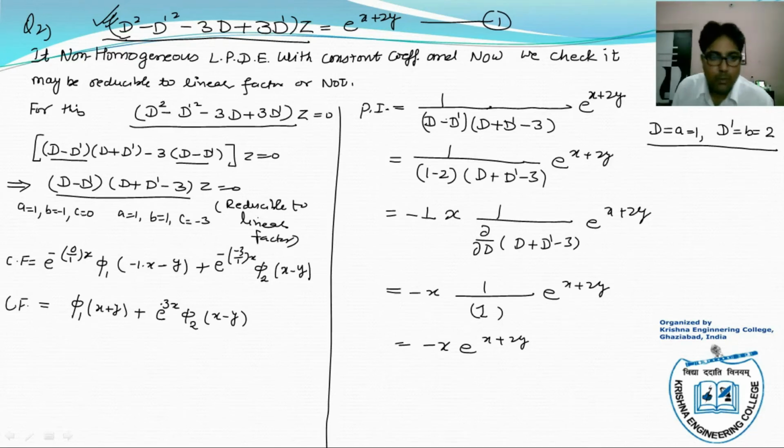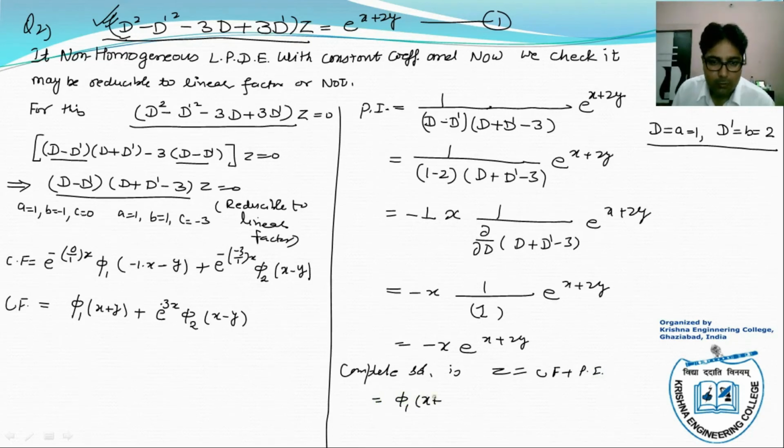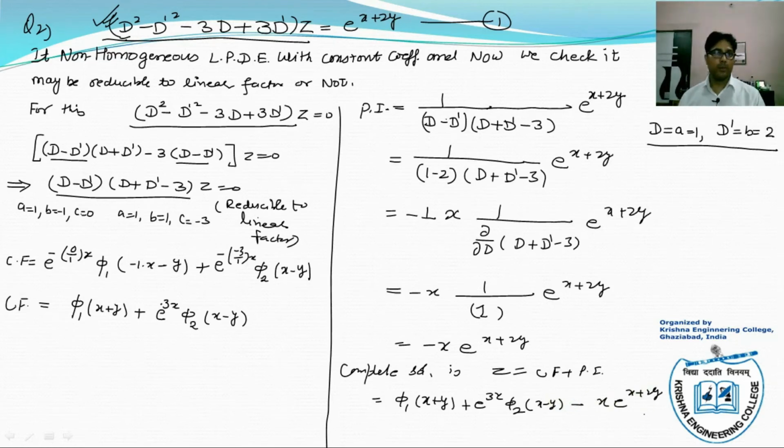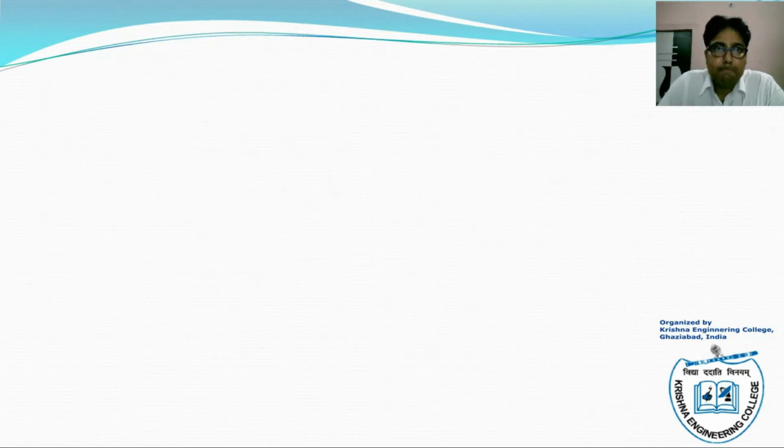Clear? So the complete solution. Complete solution is z is equal to CF plus PI. Clear? CF is phi 1 (x plus y) plus e to the power 3x phi 2 (x minus y), and PI is x e to the power x plus 2y. Clear? I hope you understand this first type of PI very well.